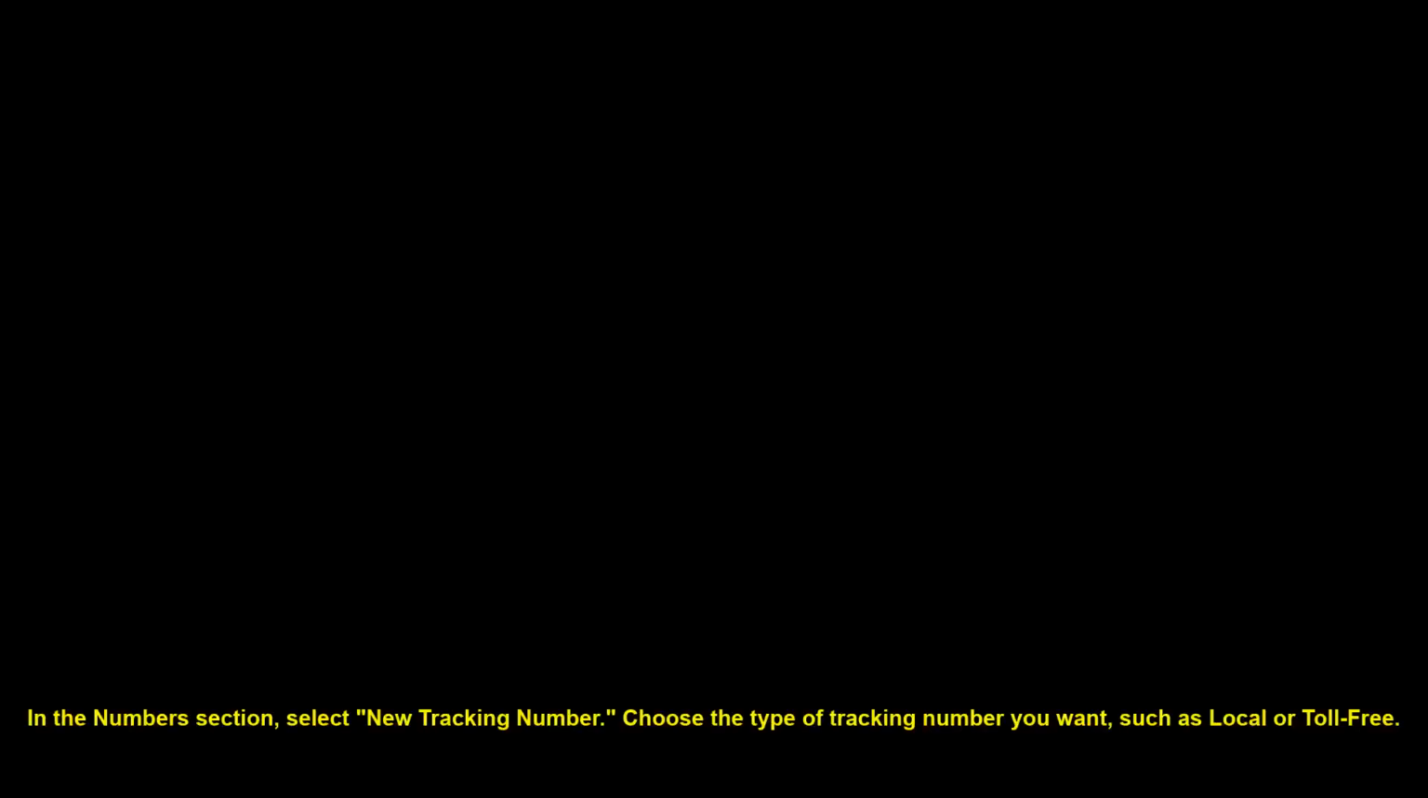Upon logging in, navigate to your dashboard. Click on the Numbers tab located in the left sidebar. In the Numbers section, select New Tracking Number. Choose the type of tracking number you want, such as local or toll-free. Next, select the source for the tracking number, indicating that it will be for SEO purposes. Input the website URL where the number will be displayed.